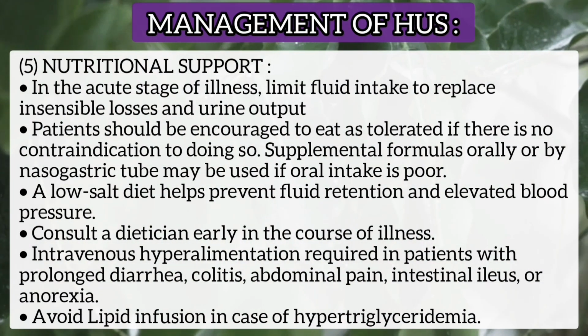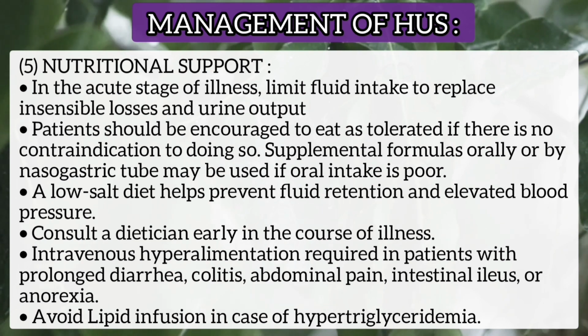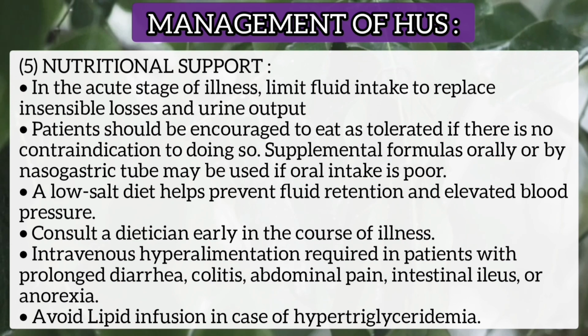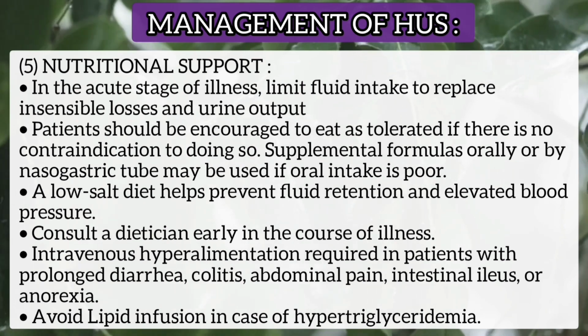In the acute stage of illness, limit fluid intake to replace insensible losses and urine output. Patients should be encouraged to eat as tolerated if there is no contraindication to doing so. Supplemental formulas orally or by nasogastric tube may be used if oral intake is poor. A low-salt diet helps prevent fluid retention and elevated blood pressure.